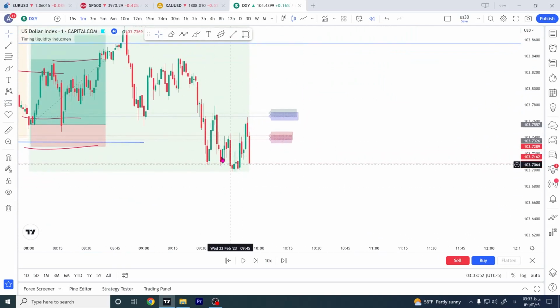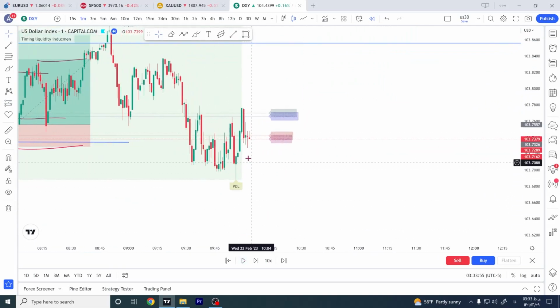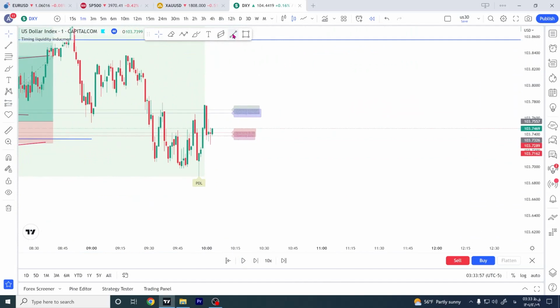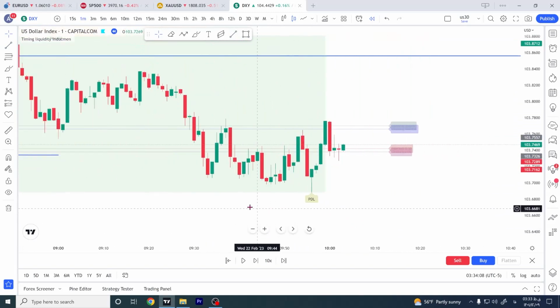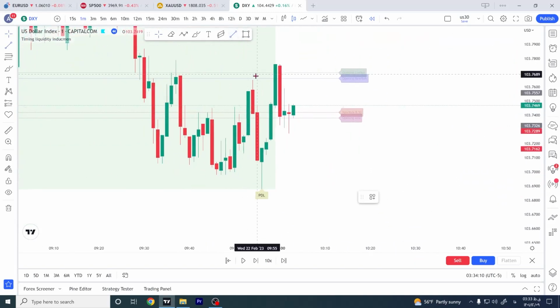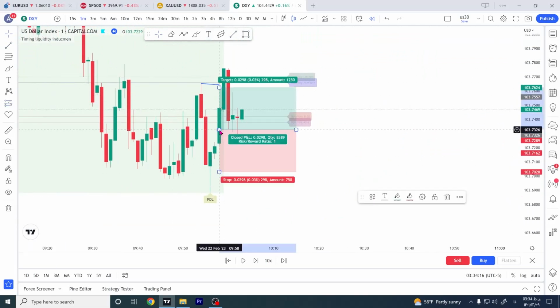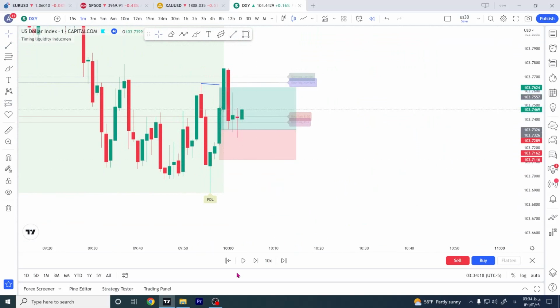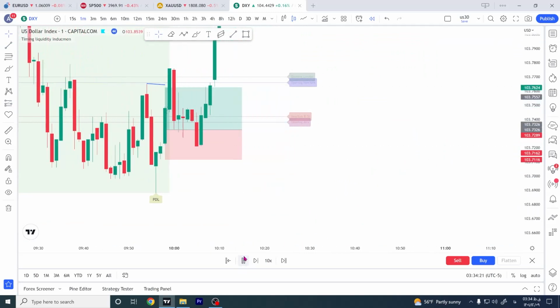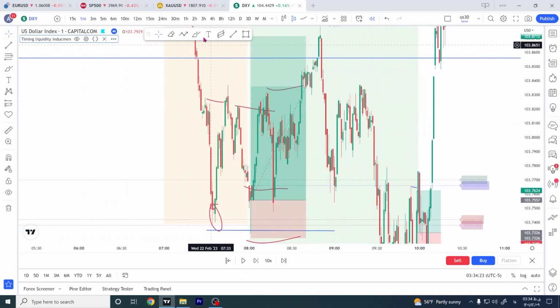But here we can have a good entry. When the market shifted to the upside, it broke these structures, and it broke this structure as well. Something between breaking and not breaking, but it broke this high. This high made this low, so it is a shift, and we can enter the market right here. Let's see what happens, and you can see the results.